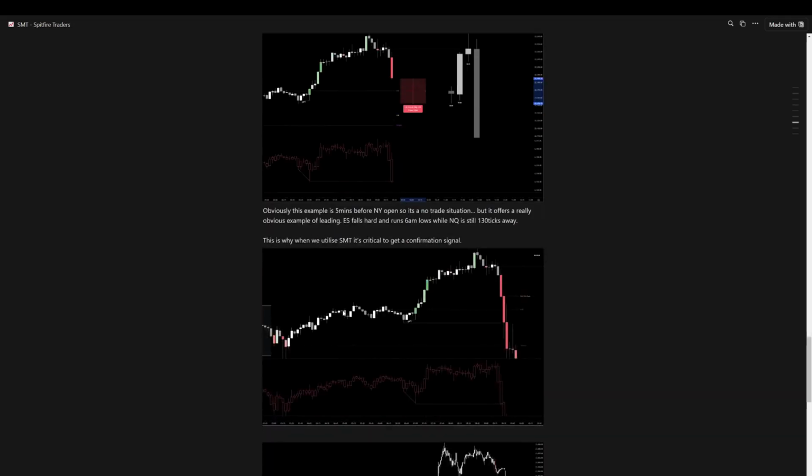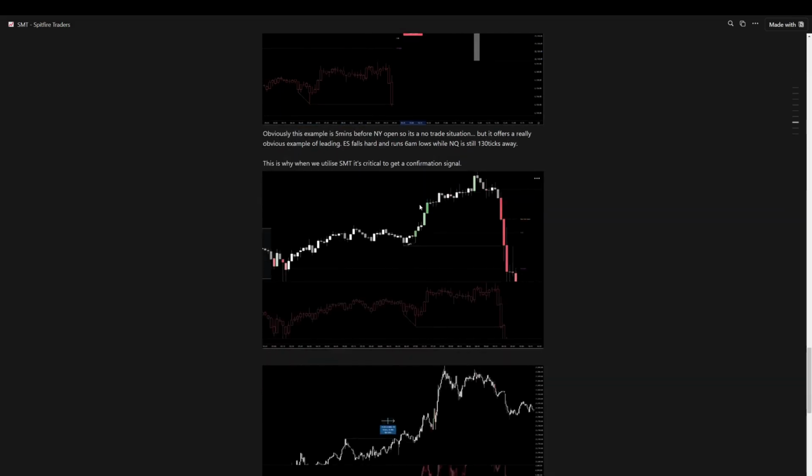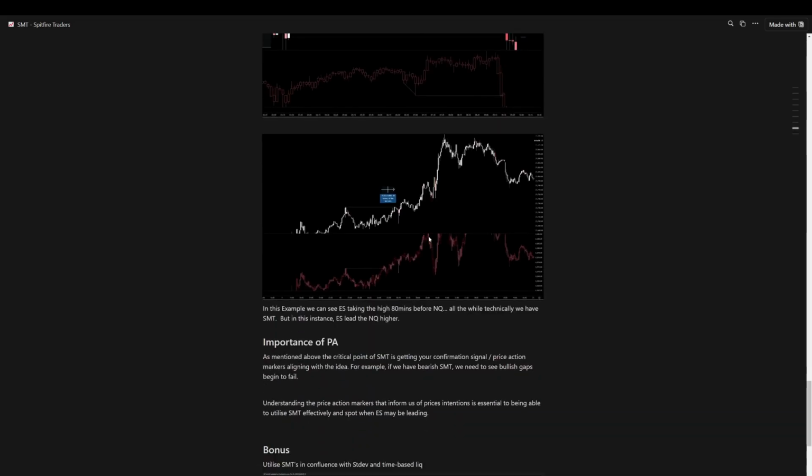And yeah, here's a nice little example as well. This is why we utilize SMT. It's critical to get a confirmation signal. When we utilize SMT, it's critical to get that confirmation signal. Pardon me. So here's another example.